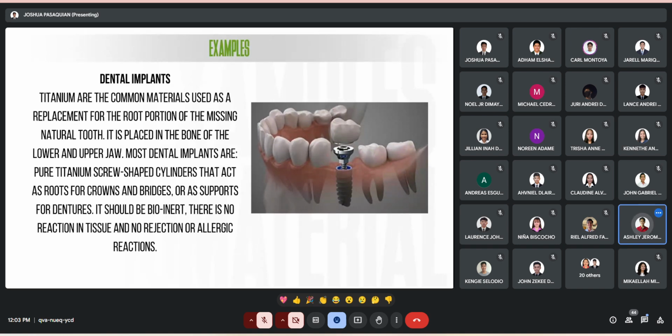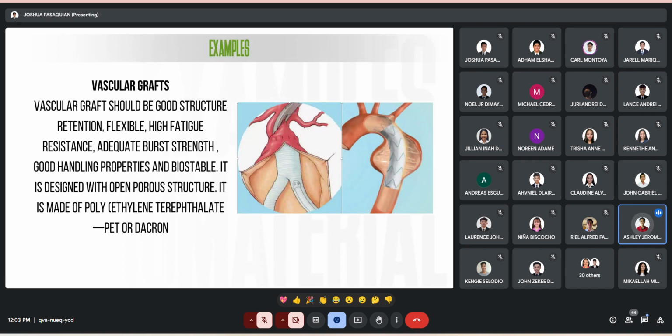So next po is a vascular grafts. Vascular graft should be good structure, retention, flexible, high fatigue, resistance, adequate burst strength, good handling properties, and biostable. It is designed with open porous structure. It is made of polyethylene terephthalate, PET, or Dacron. So next slide po.